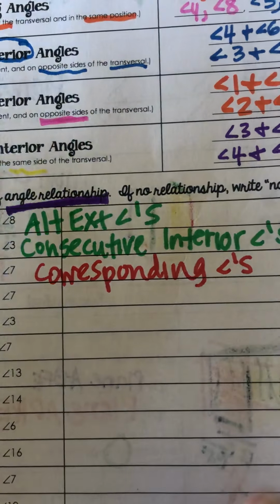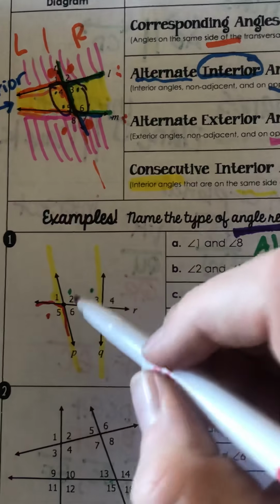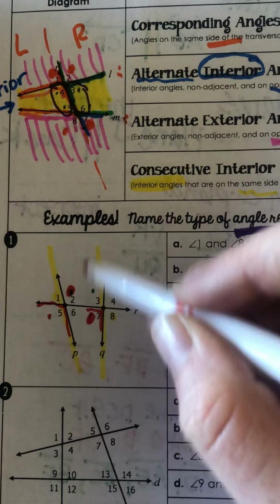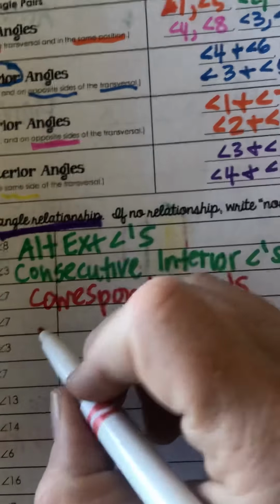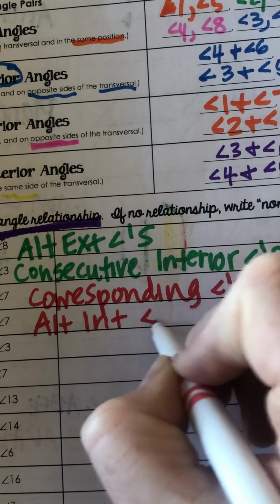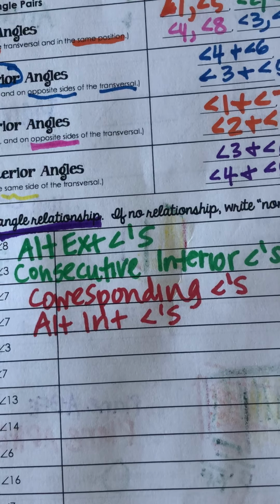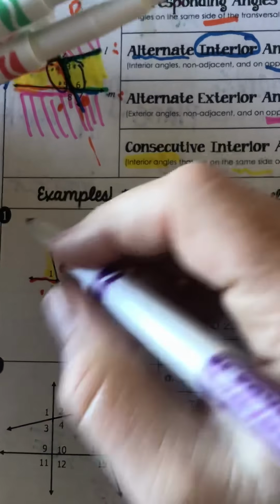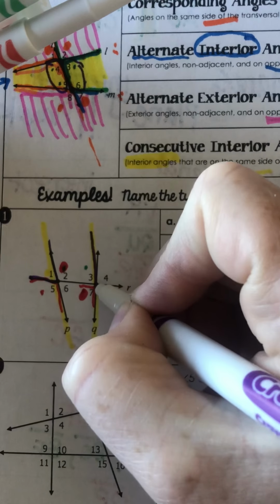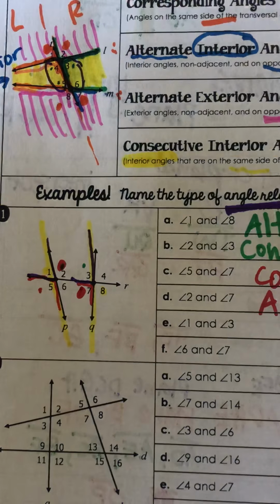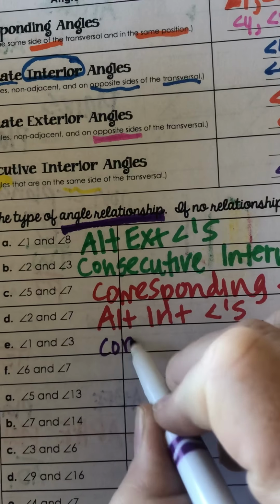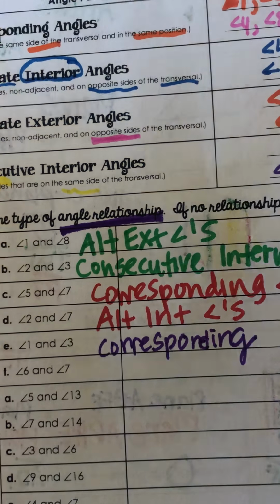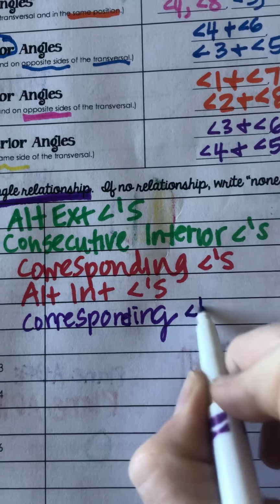All right, 2 and 7. Let's look at that. So angle 2 cuts across to angle 7, and they're both on the inside. All right, so that's alternate interior angles. Okay, 1 and 3, I'll use a different color. 1, angle 3. Okay, so that's corresponding. They both lie on the top of the lines on the same side of the transversal.